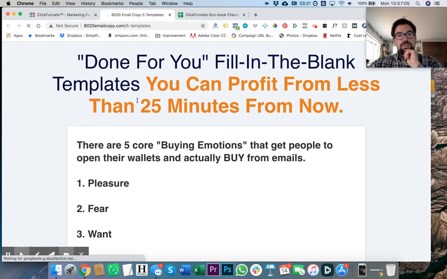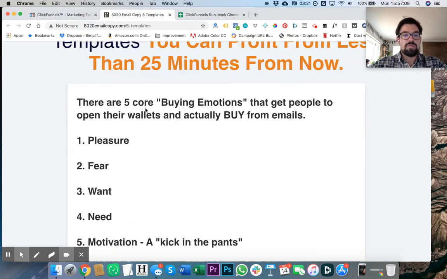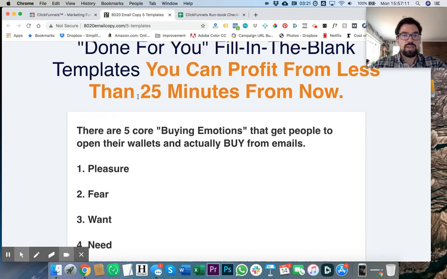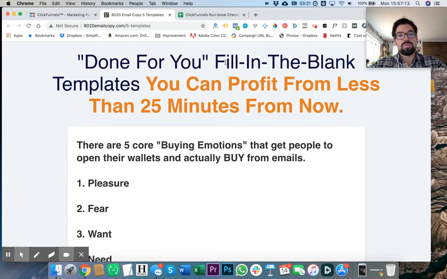So Ian's obviously written a lot of emails, and one of the things he first started selling was these five core templates. And again, done-for-you, fill-in-the-blank templates. The great thing about all these upsells is they don't... One of the things Ian always talks about that's really important is don't unsell your product. In other words, don't ruin the first purchase.